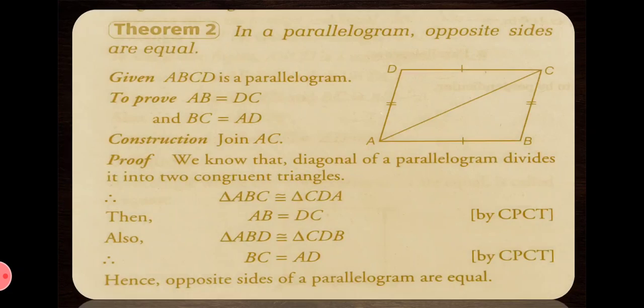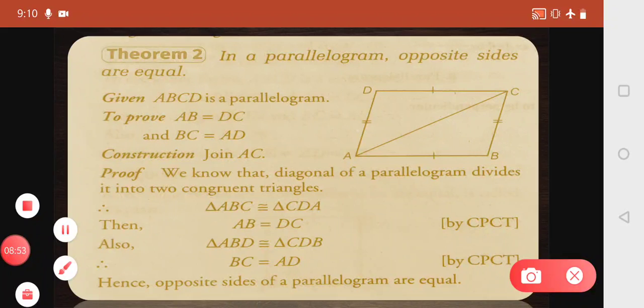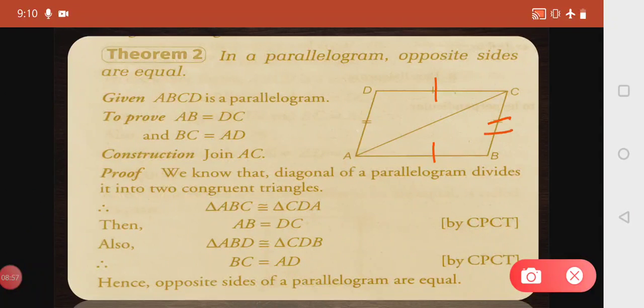Theorem number 2. In a parallelogram, opposite sides are equal. This is one of the properties of the parallelogram, that opposite sides of a parallelogram are equal. Again, given ABCD is a parallelogram, and we have to prove that opposite sides, that is AB is equal to DC and BC equal to AD.